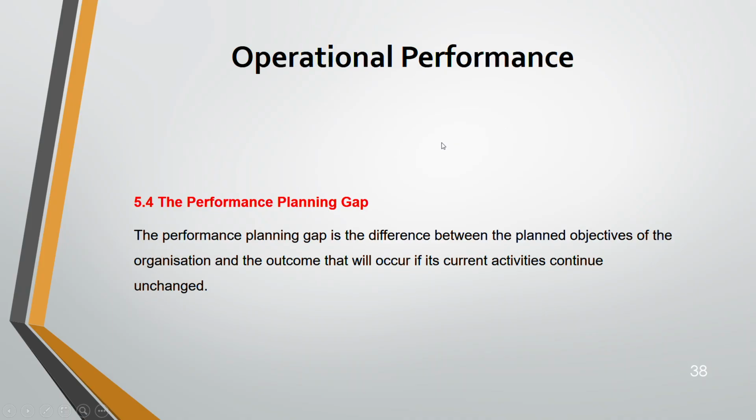Now the performance planning gap. There is often a gap between how you have actually performed and what you have planned to perform. That is known as the performance planning gap. We will have to try to close the gap, not widen the gap. If the gap is more, it's not good. So the performance planning gap is the difference between your planned objective versus what you have actually achieved.